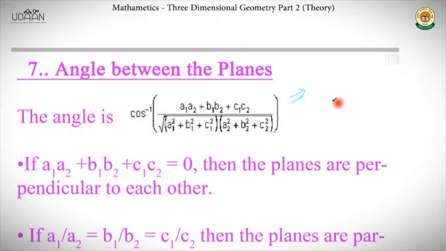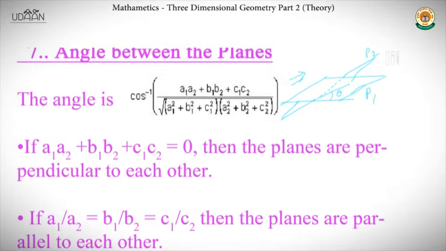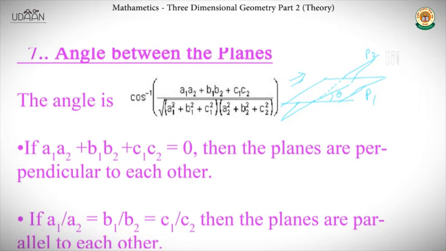It is because this is my plane P1, and P2 is say like this. This is my theta. So if planes P1 and P2 make angle theta, then the normals of the planes also make angle theta. Now, as the normals have direction ratios A1, B1, C1 and A2, B2, C2, the angle between the normals, and hence the planes, is given as this.